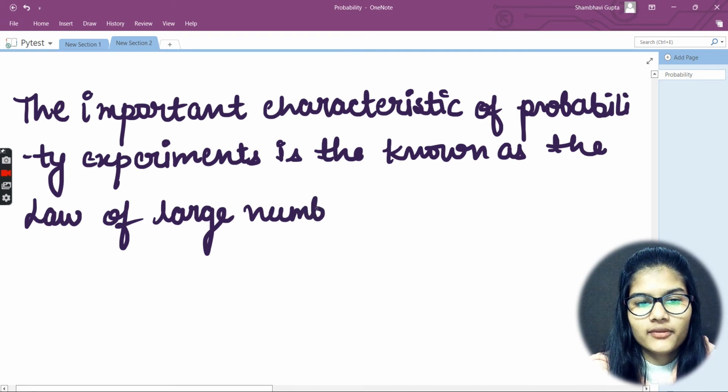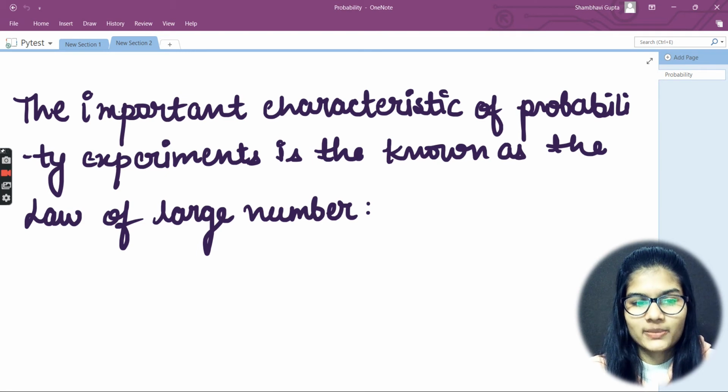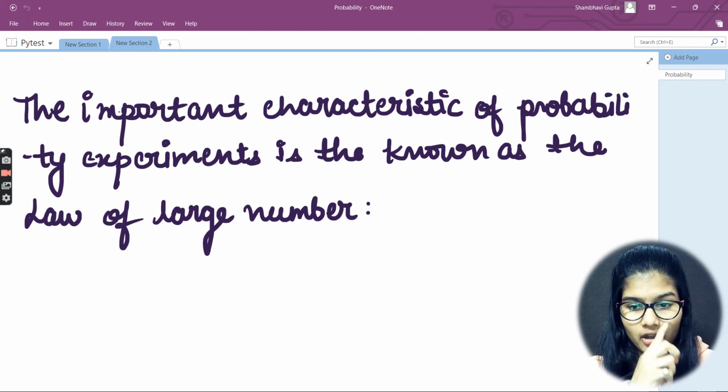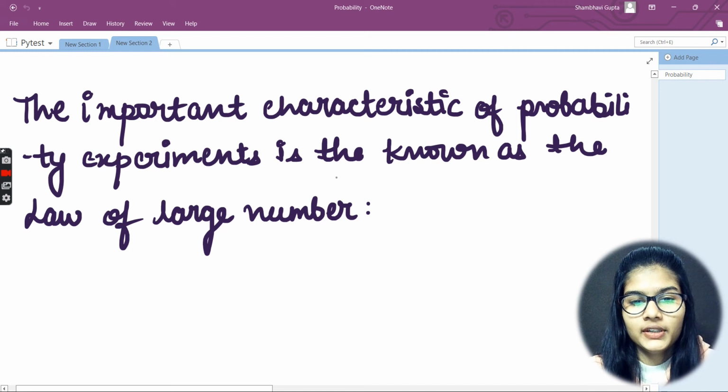Now, what this law of large numbers is about, I'll be talking about right here. But you have to understand that there are some important characteristics of probability experiments, and that is known as the law of large numbers. This is a term which we use here. Now, further I'll be taking up what this law of large numbers is.